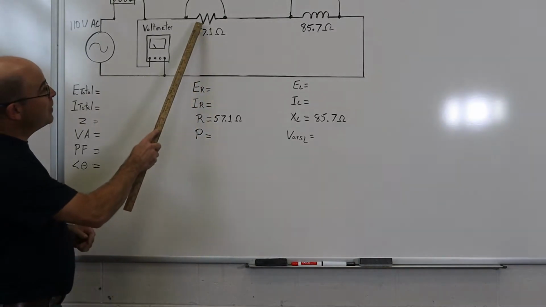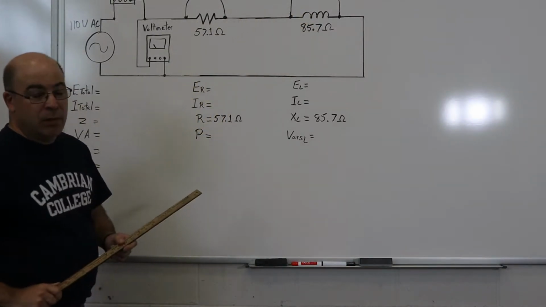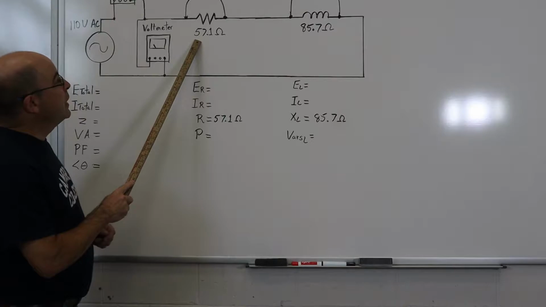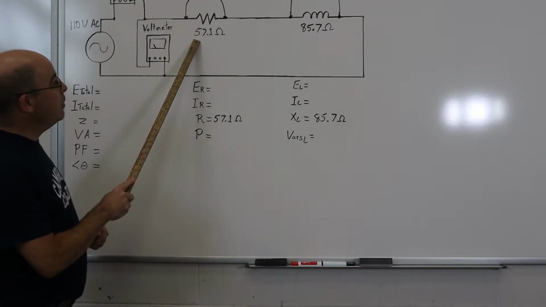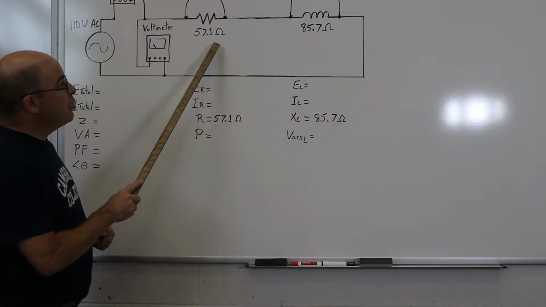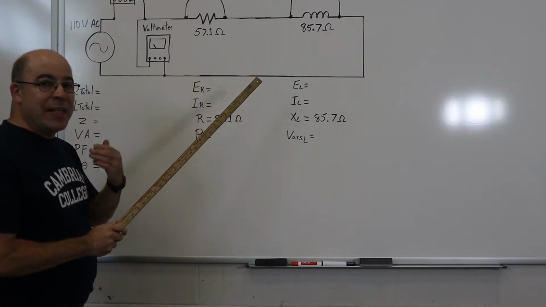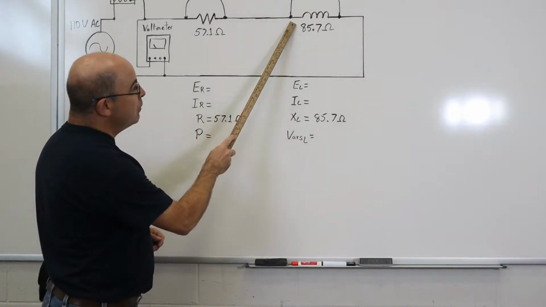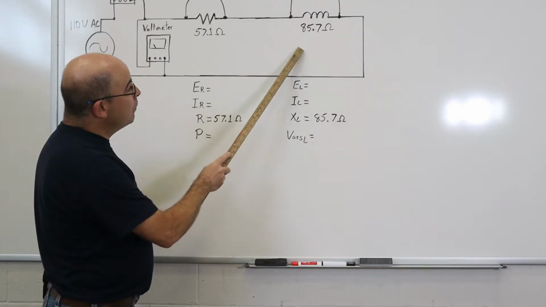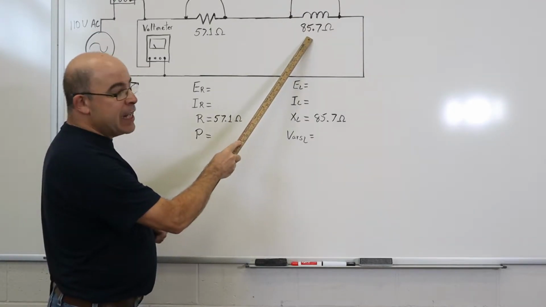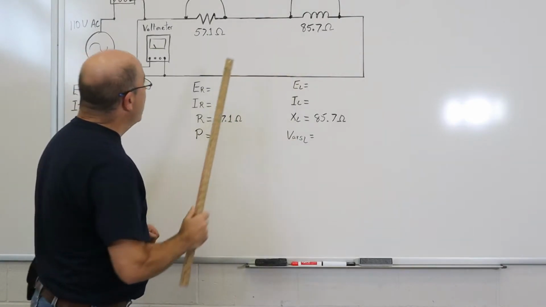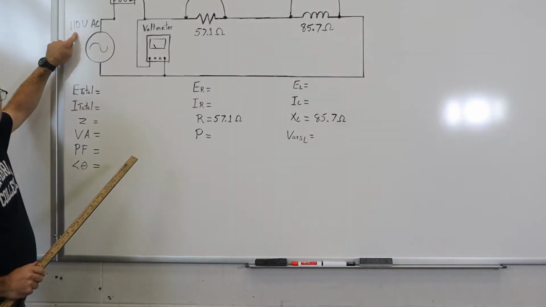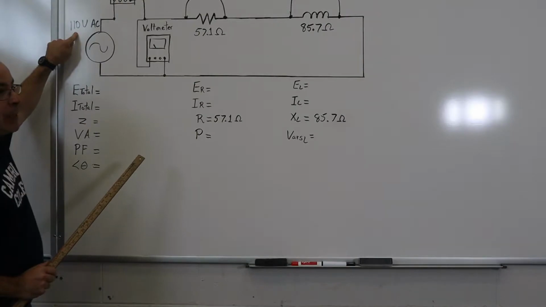circuit that involves a resistor and an inductor. Now, for the values that you have for your resistor, we've only got the resistance value. Here we have 57.1 ohms, which coincidentally aligns with what we can get out of our Lab-Volt workstation. For the inductive reactance of the inductor, we've got 85.7 ohms. The applied power is an AC power source, with an applied voltage of 110 volts AC.